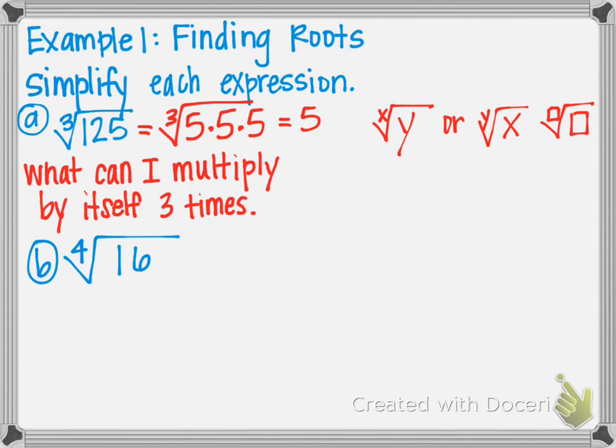Okay, so B, the 4th root of 16. So what number can I multiply by itself 4 times and get 16? Now, this is a pretty low number in the scheme of things, so I'm going to have to use a low number. So what's 1 times 1 times 1 times 1? It's not 16. What's 2 times 2 times 2 times 2? Well, that's 4, that's 8, that's 16. So my answer to this is going to be 2. Well, I put the answer in the wrong spot. The answer is going to be 2. Because obviously 2 times 2 times 2 times 2 is not 2.